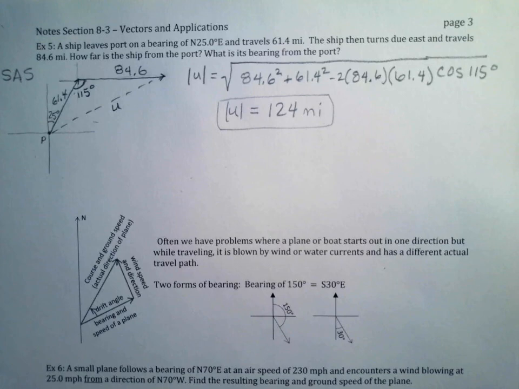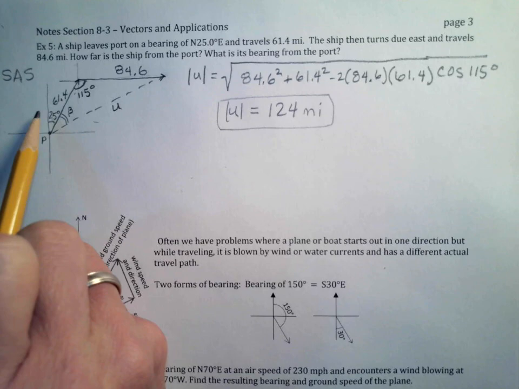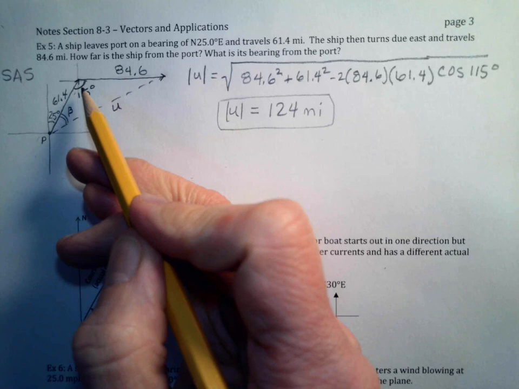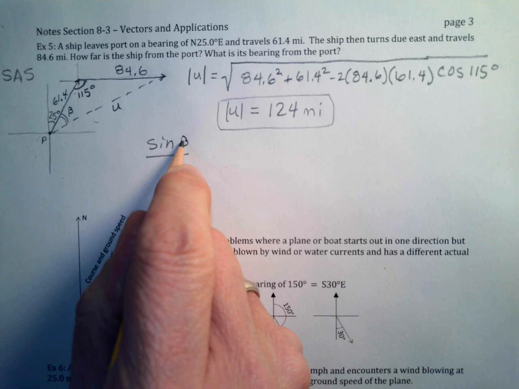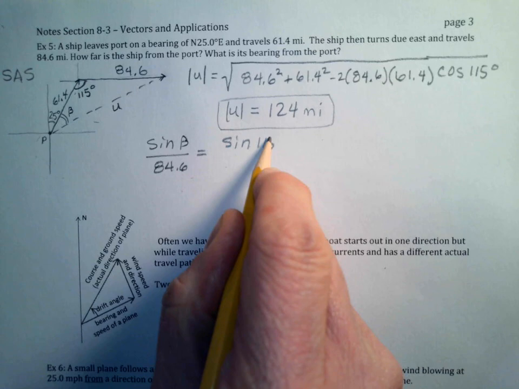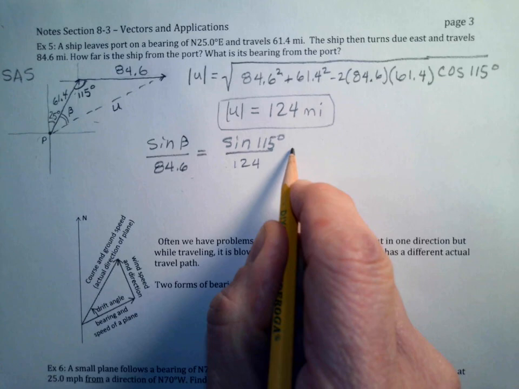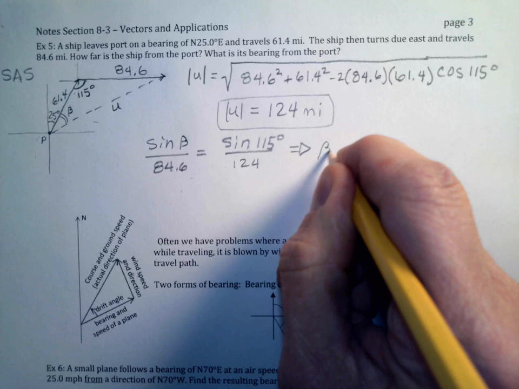Next we want to find this angle, let's call it beta, because that angle together with 25 would be my bearing. I know now this side and the opposite angle pairing, so I can go back to law of sines to find beta. Sine of beta over its opposite side, 84.6, is equal to the sine of 115 degrees over 124, and again, you can use more decimal places if you want. We multiply both sides by 84.6 and take the inverse sine of that ratio, and we get beta is about 38.2 degrees.